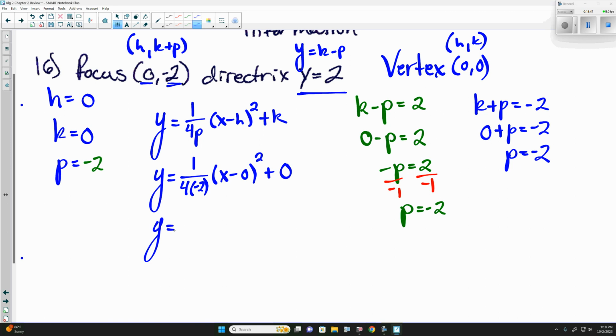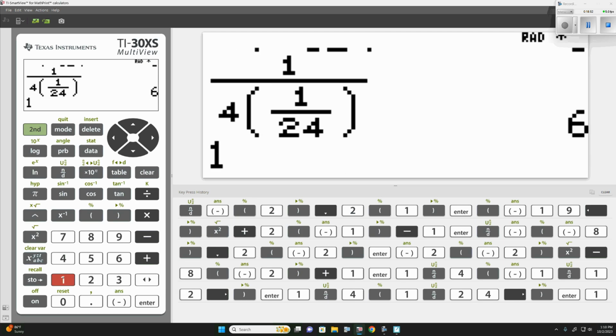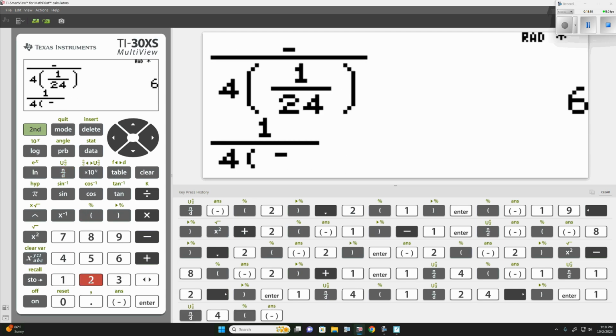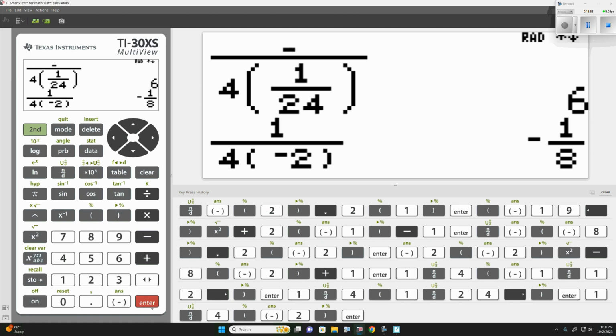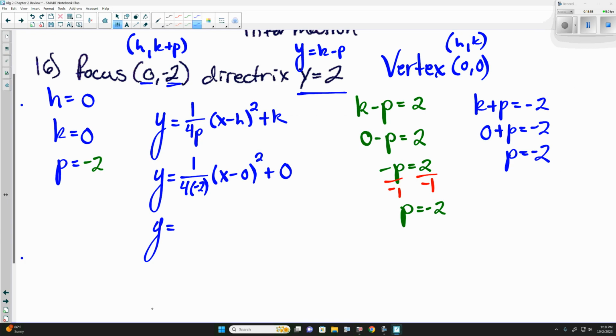Now we do need to finish simplifying. Our 1 over 4 times -2, we can do that in a calculator, which gives us -1/8. Our x minus 0 squared, we can just simplify to x squared, plus 0 doesn't add anything, so we get this here.